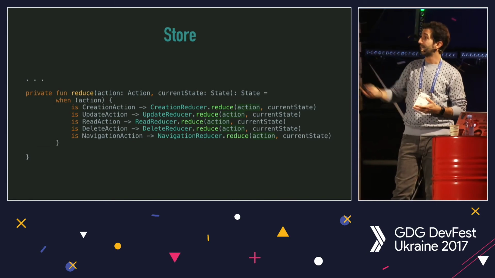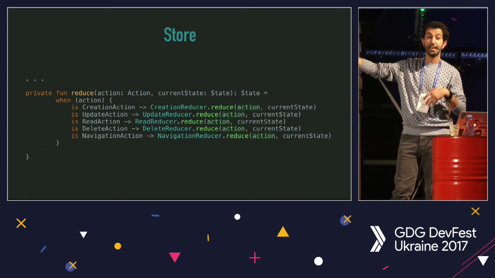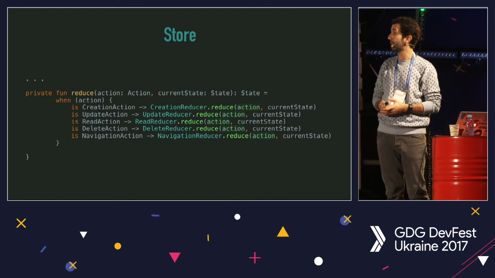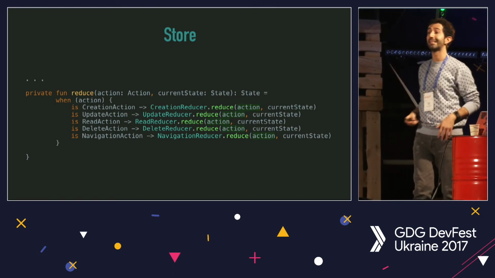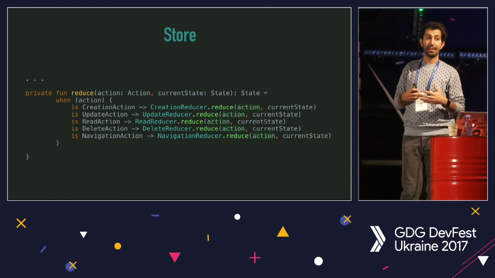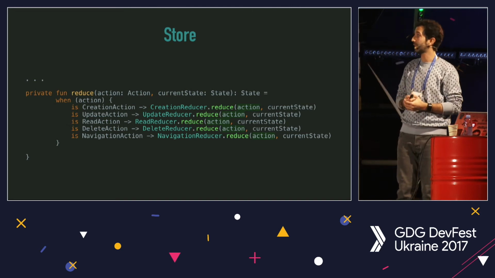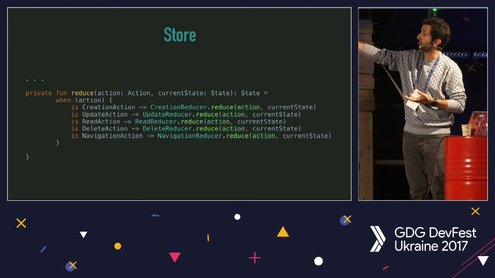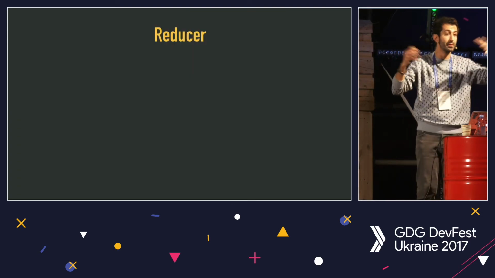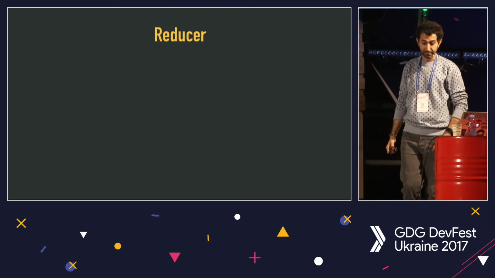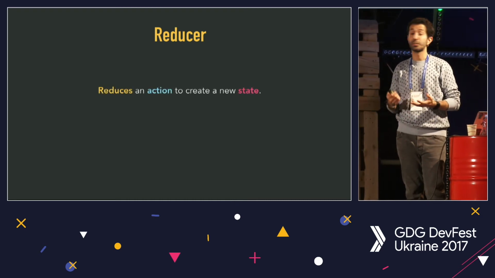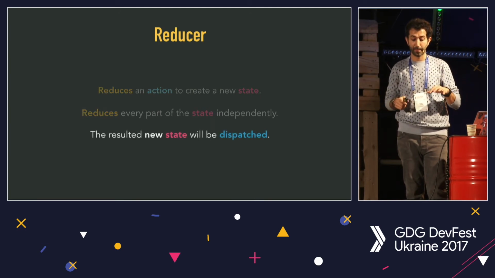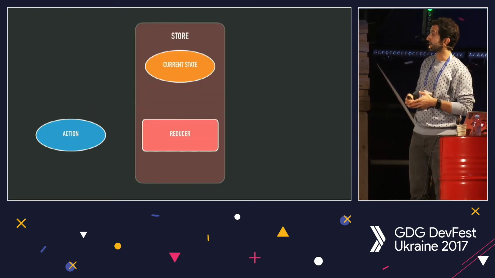For our reducers. And then, as you see here, every creation, every associated group of actions, also has its own small reducer, OK? So we follow divide and conquer, and it's easier to maintain, easier to handle the different groups of actions and reducers and so on. Once we have a new state, we return the state, and then our controller views will handle the state. Again, reduce an action, create a new state, reduce every part of the state independently. We are going to see that now, and the resulting new state will be dispatched.